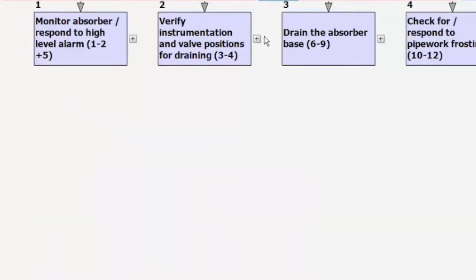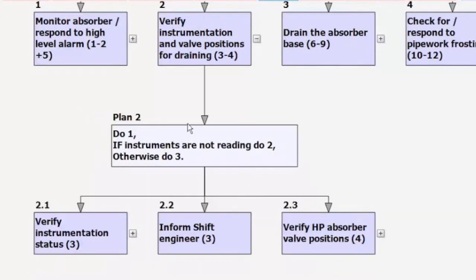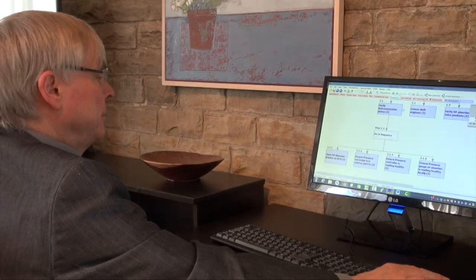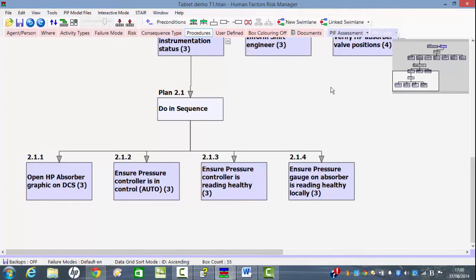Just to give you an example of the next one, we can see that verify instrumentation involved positions for draining involves verification, informing the shift engineer of verifying the HP absorber valve positions. And again, there's another level of detail here. So this is how we carry out the task analysis. And this is done in interaction with subject matter experts, and it's done on a top-down basis.